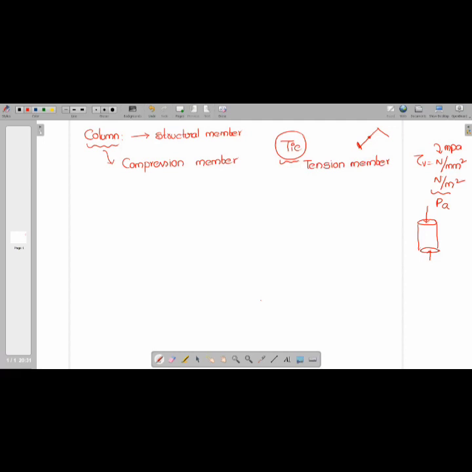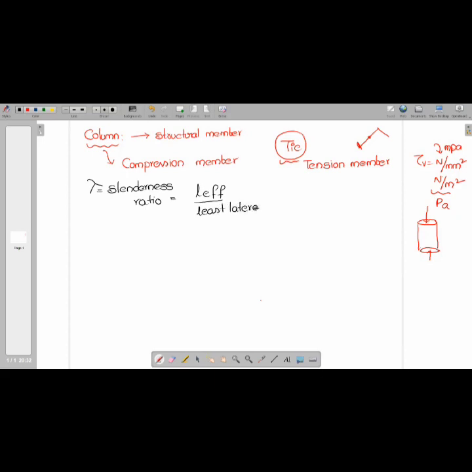Now, see here students, I want to tell you one important thing. We have a concept called lambda, the slenderness ratio. What is the definition of slenderness ratio? Slenderness ratio is defined as the effective length upon least lateral dimension. You can write it as effective length upon least lateral dimension.